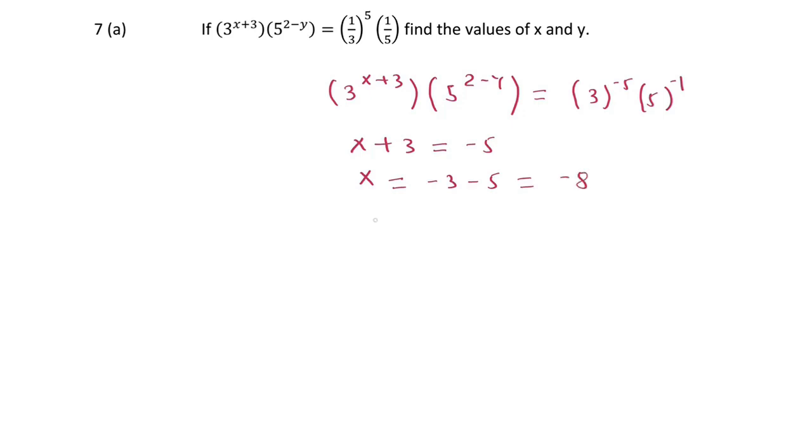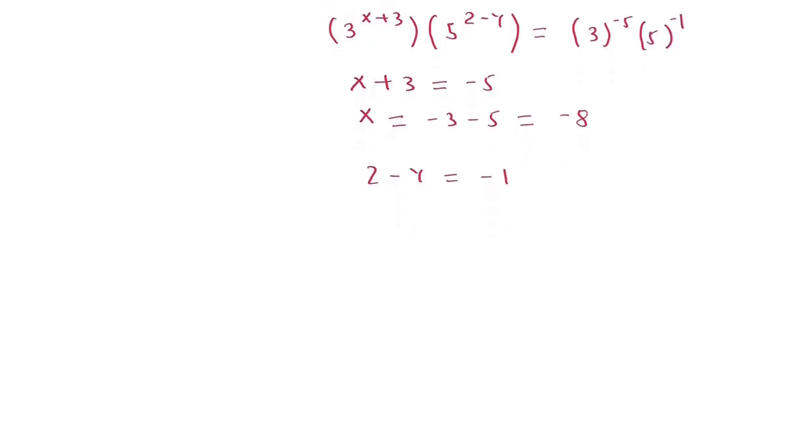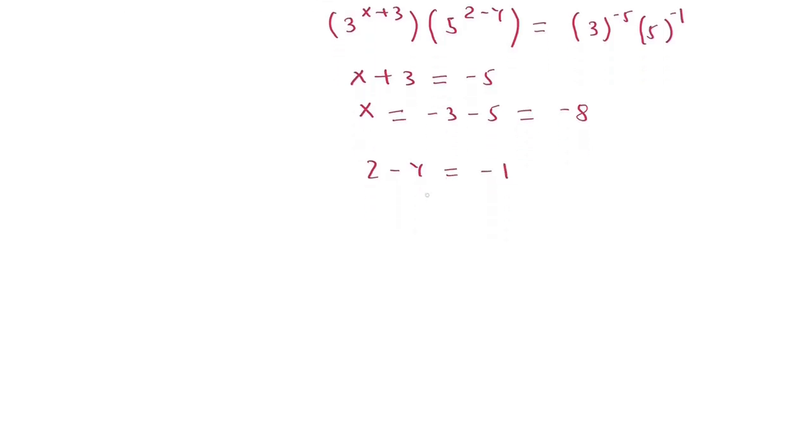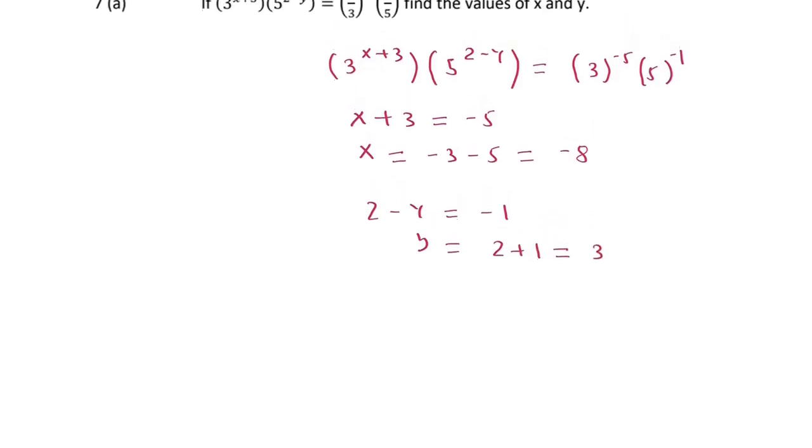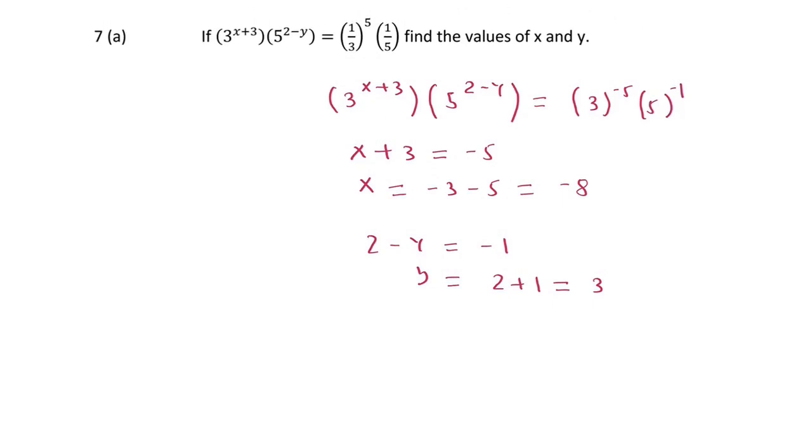And also, for those with base 5, we are having 2 minus y equals negative 1. When we collect the constant terms, our equation is going to be y equals 2 plus 1. Solving this, we are having 3. Okay, so these are the values of x and y required.